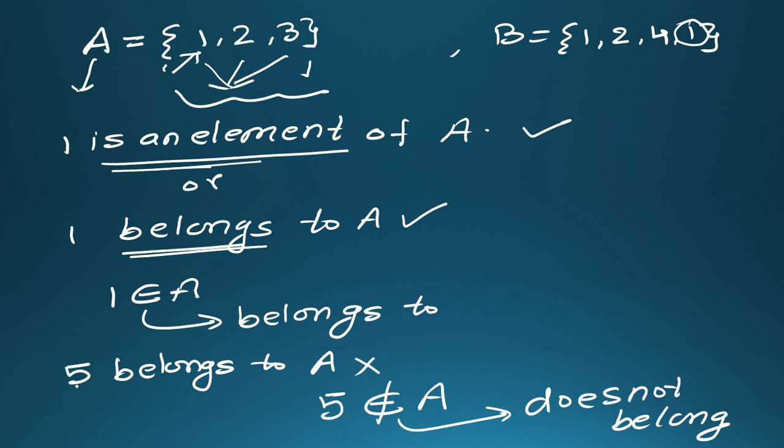Now we will see how to represent sets. How are we going to represent a set? There are two types of representation. First is called roster form.